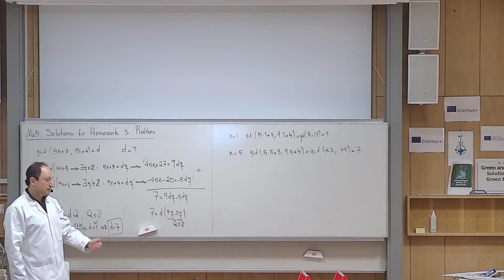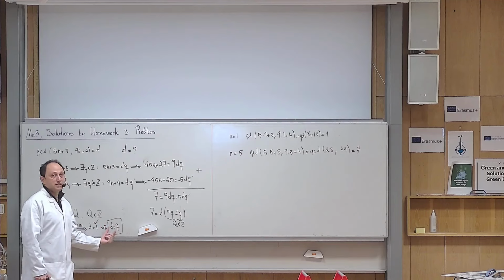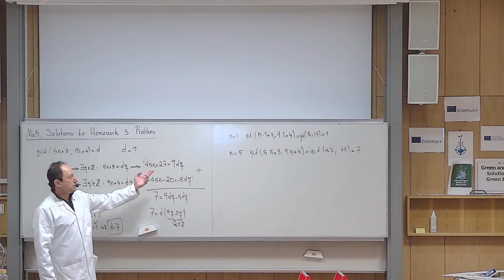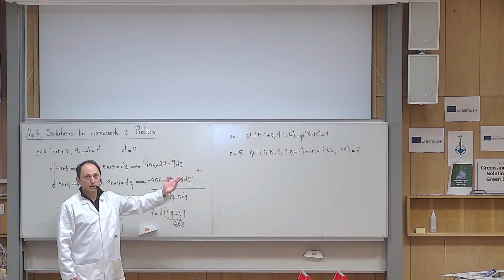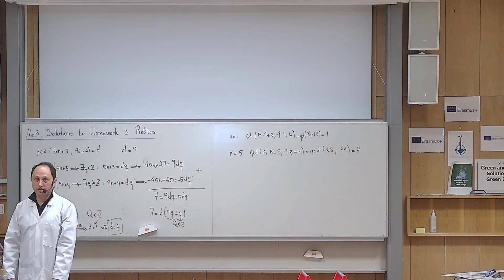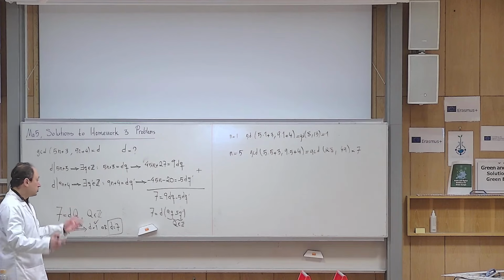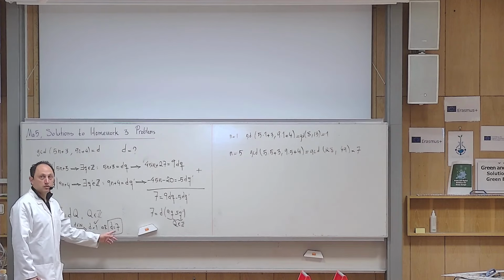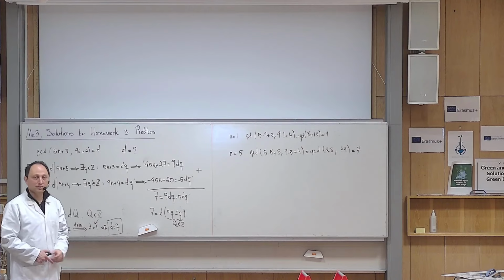The point is that I want to see that 7 is indeed possible, and I gave an example, n equals 5, and I realized that yes, d equals 7 is indeed possible, but there are no other options. Either it should be 1 or 7, and 7 is possible, so the maximum is 7.